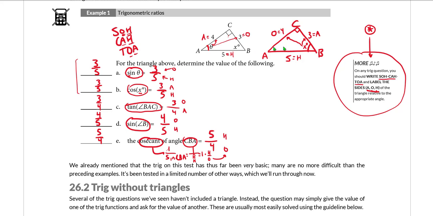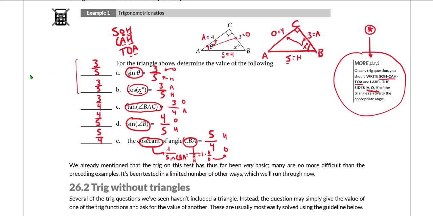And that was because, it's illustrated up here, when we do the sine of theta, the opposite side is 3, and the hypotenuse is 5. And when we do the cosine of x, that 3 is now the adjacent side. So the opposite side of theta is the same as the adjacent side of x, and obviously the hypotenuses are always the same. That's why we're ending up with the same values there.